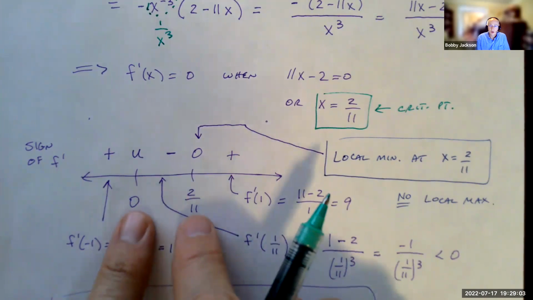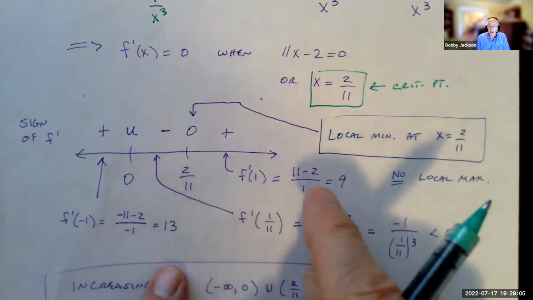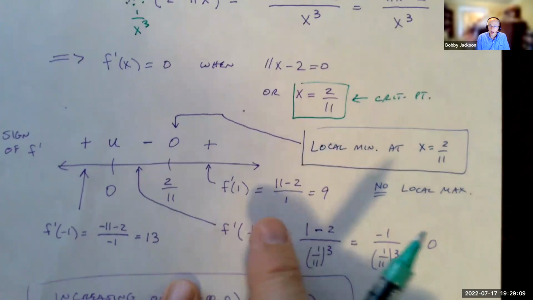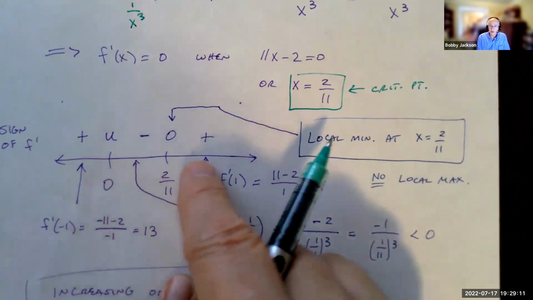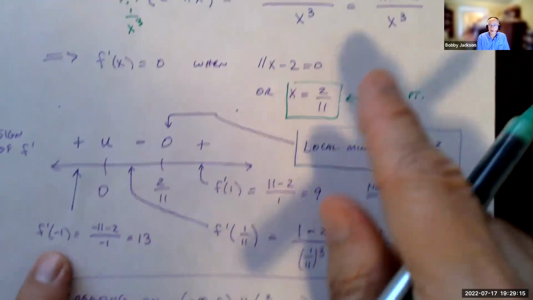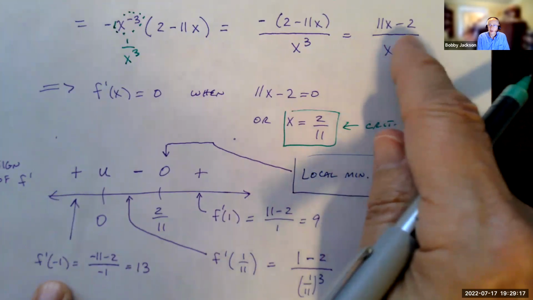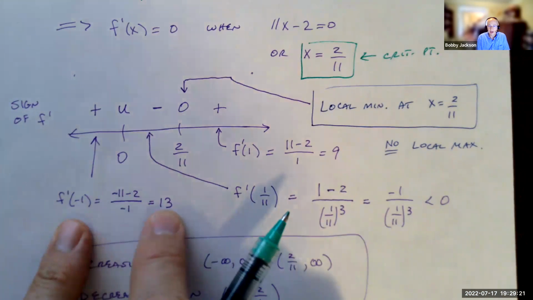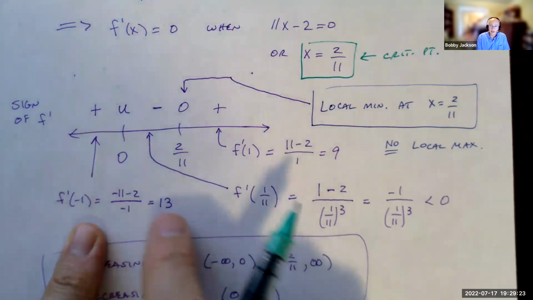Okay. So now we just check the sign of the derivative. Remember, this is our derivative here in each of these three intervals. So something less than 0, I try -1. If I plug -1 in for x, I get -11 minus 2 over -1 cubed, which is -1. That's a +13. So everything's positive there.